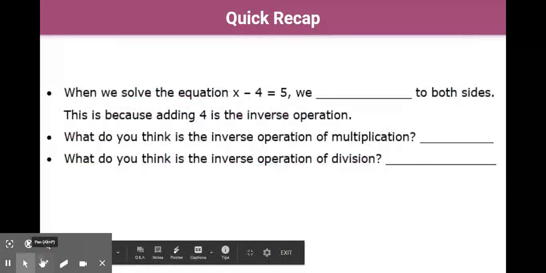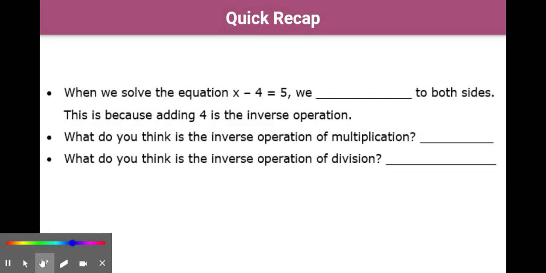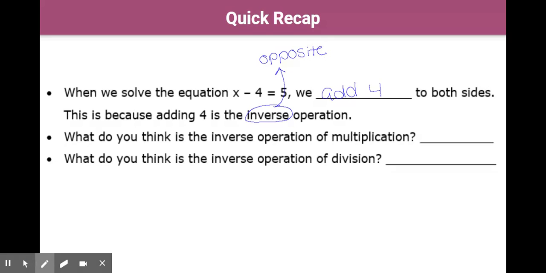So a quick recap. When we solve the equation x minus 4 equals 5, we add 4 to both sides. This is because adding 4 is the inverse operation. And we said inverse is really just a fancy way of saying doing the opposite. We do this because we want to isolate the x on one side of the equation. So to move the negative 4, we need to do the opposite and add 4.